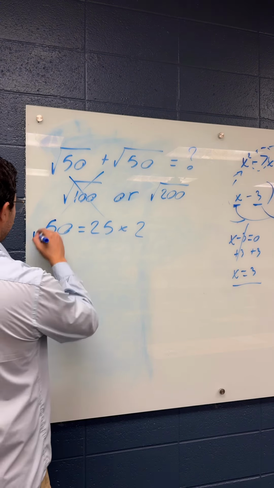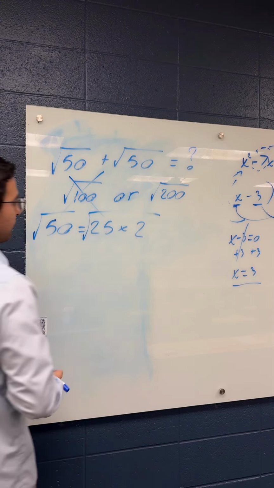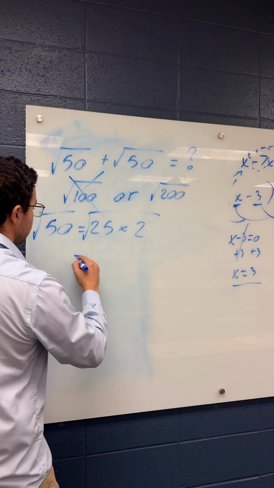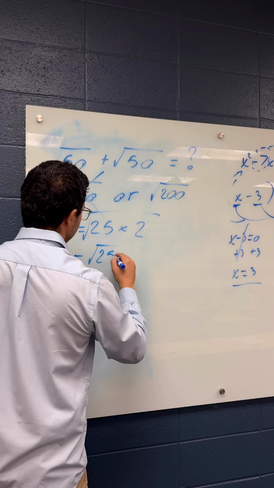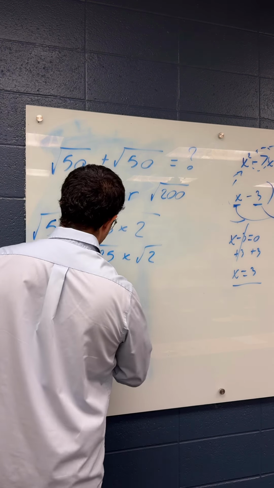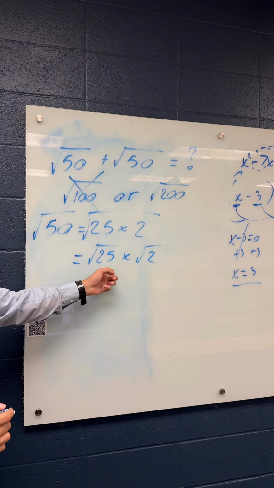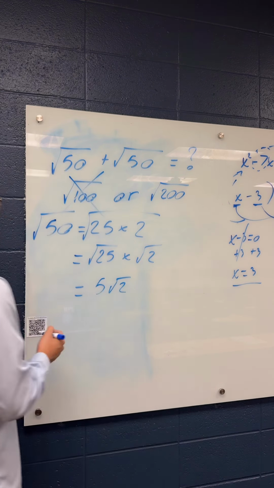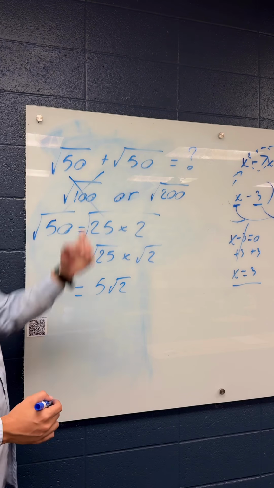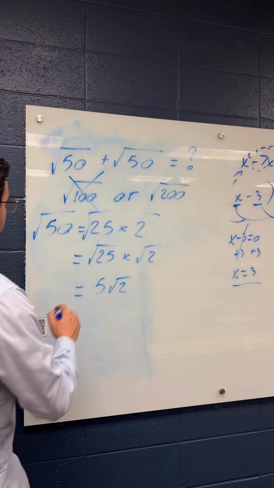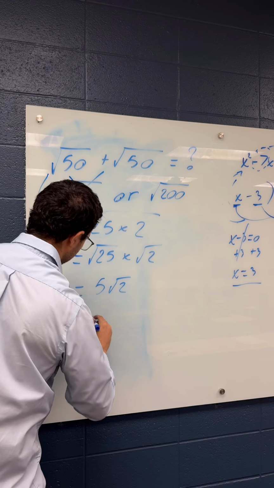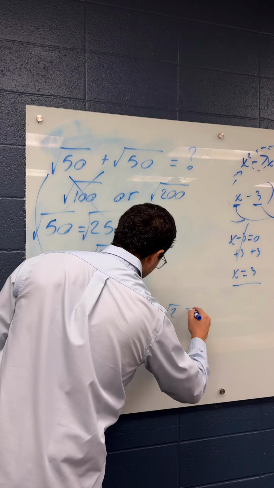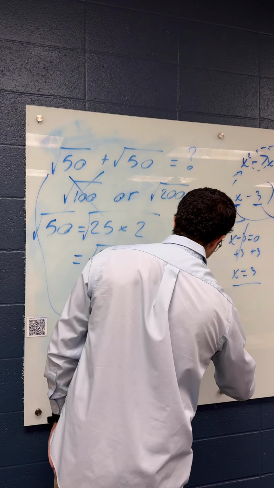And so the square root of 50 is equal to the square root of 25 times 2. Whenever you have the square root of a product, this is actually equal to the product of square roots. And so now the square root of 25 is actually 5, so we have 5 square root of 2. And similarly, the square root of 50 we already know is also 5 square root of 2. So this original problem is nothing more than 5 square root of 2 plus 5 square root of 2, which is of course equal to 10 square root of 2.